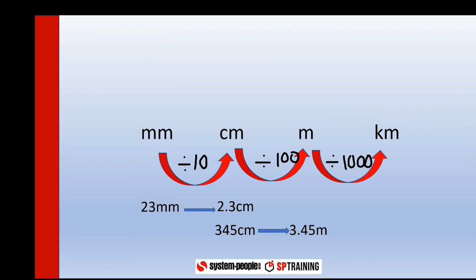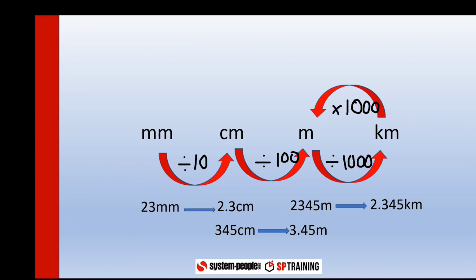And with our meters, we're going to divide the meters by 1,000 to get to the kilometers. So if we've got 2,345 meters, divide it by 1,000 and we get 2.345 kilometers. But what about working backwards? Well, we start with kilometers.